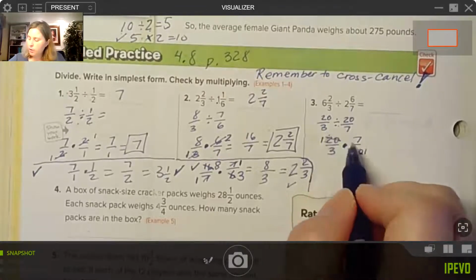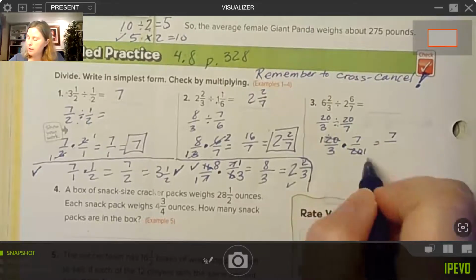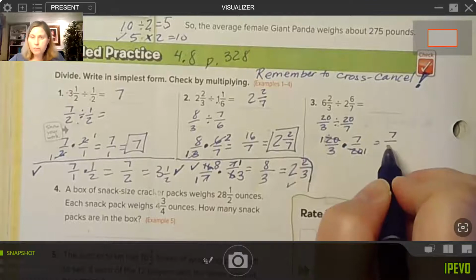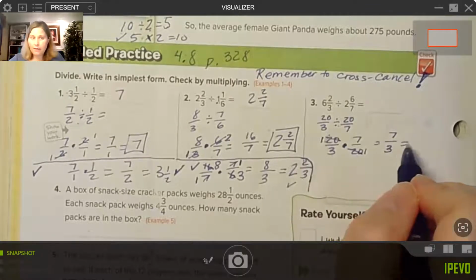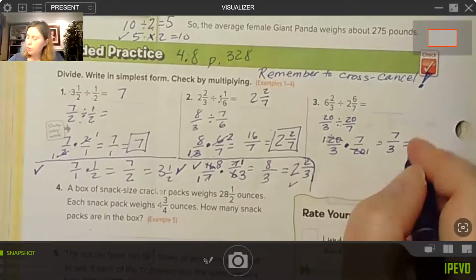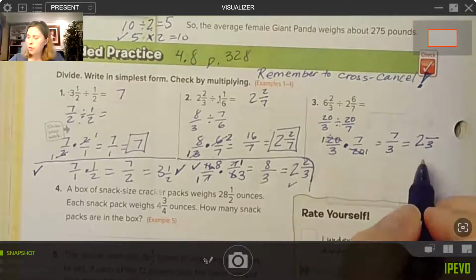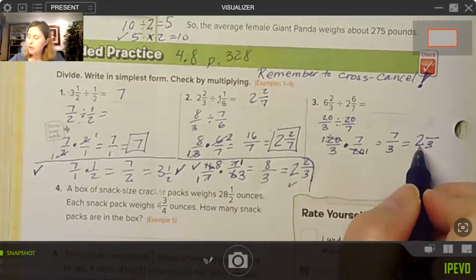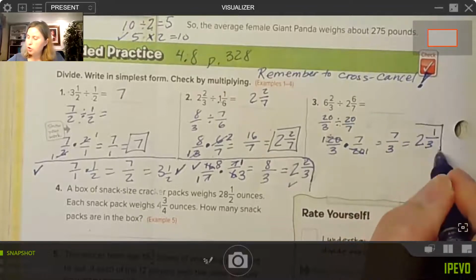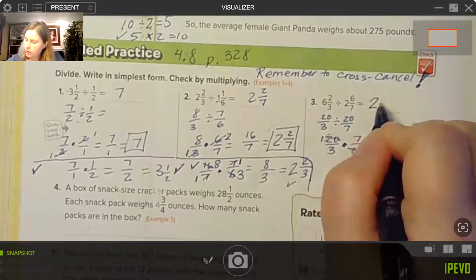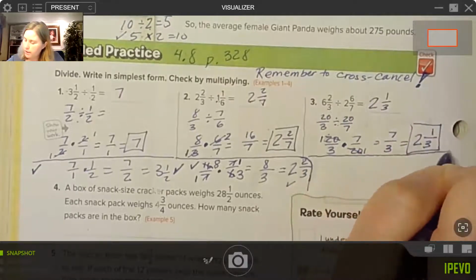Numerator times numerator, 1 times 7 is 7. Denominator times denominator, 3 times 1 is 3. So we have 7/3. How many times does 3 go into 7? It goes in twice with how many thirds left over? 3 times 2 is 6. I need one more to get me back up to 7, so 1/3. So my answer is 2 and 1/3. Then I'll do my check step.